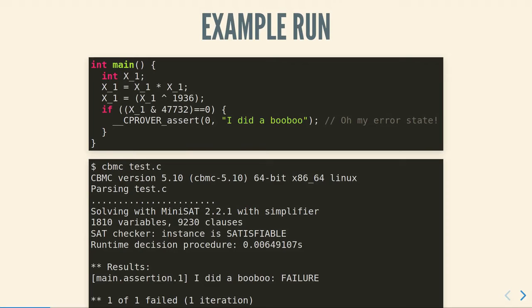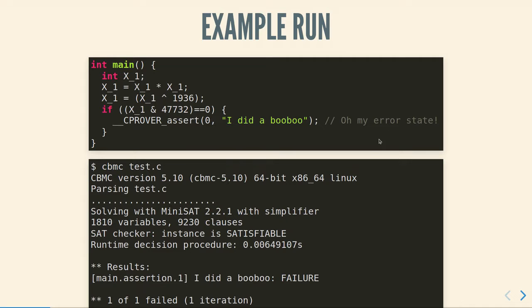So let's take an example. Up here in the top left, we have an example of a very simple program. We have an undefined integer x1, which could be anything, and the SAT solver knows it. Then you have a couple of operations on x1, and then you have a condition, and then you've got an annotation, C prover assert, and then an error state, "I did a boo-boo", which can actually be reached depending on what value x1 is.